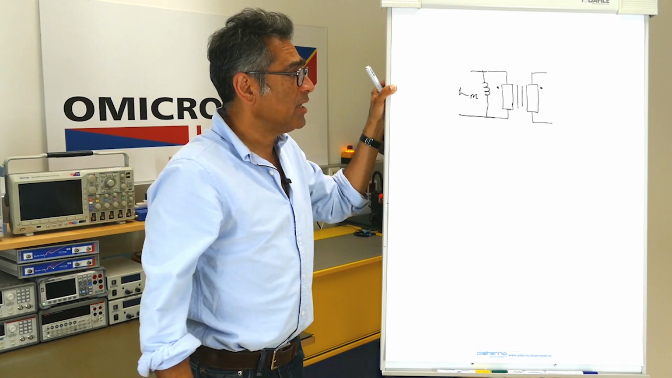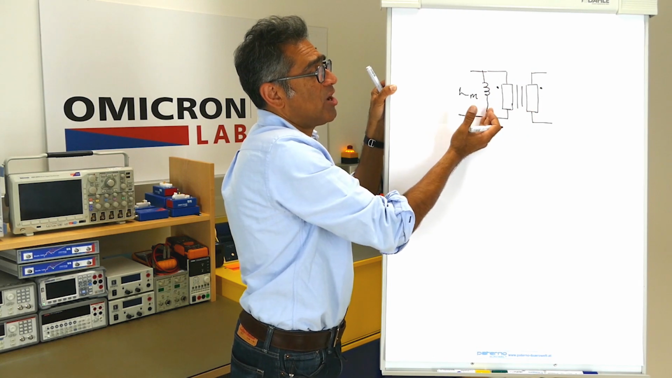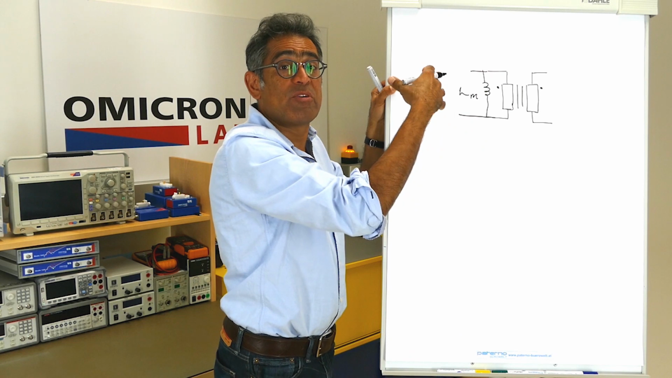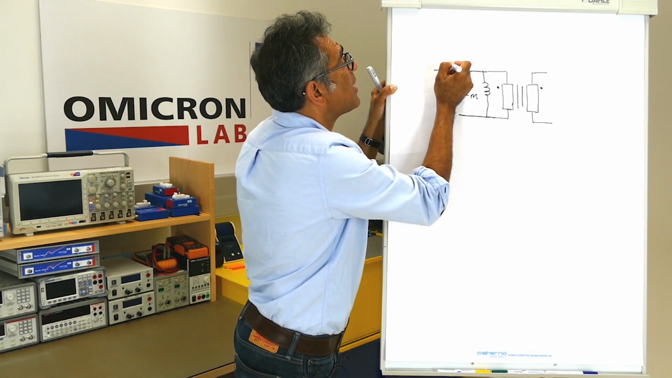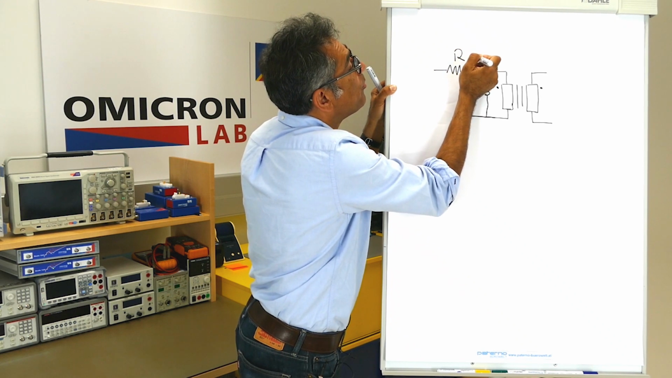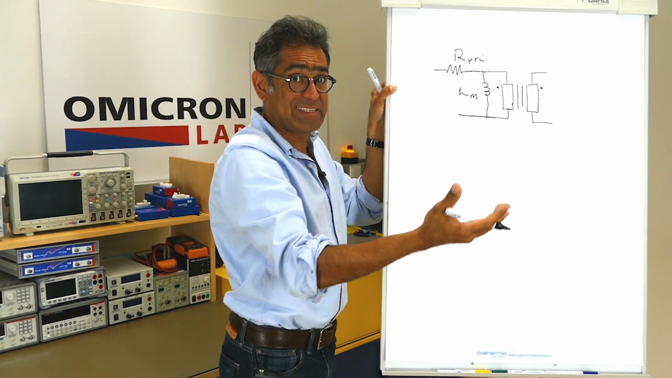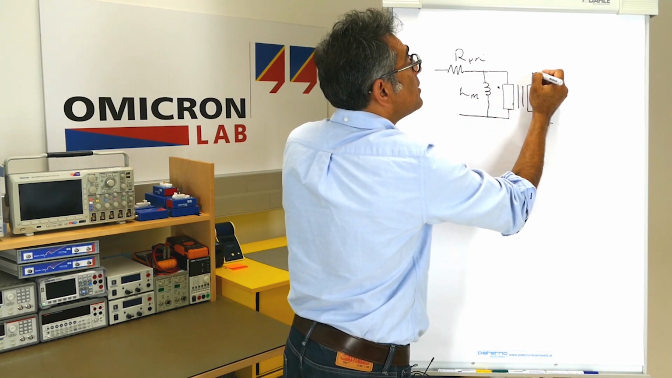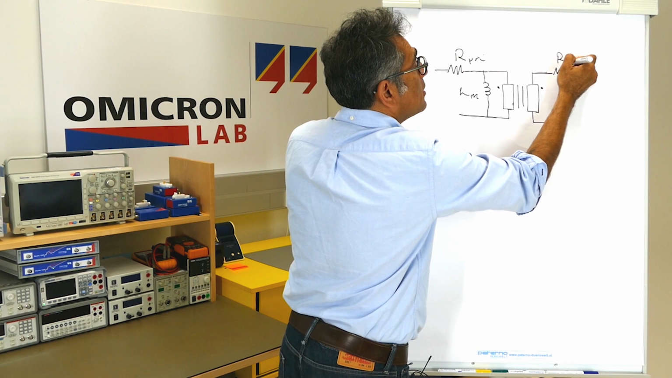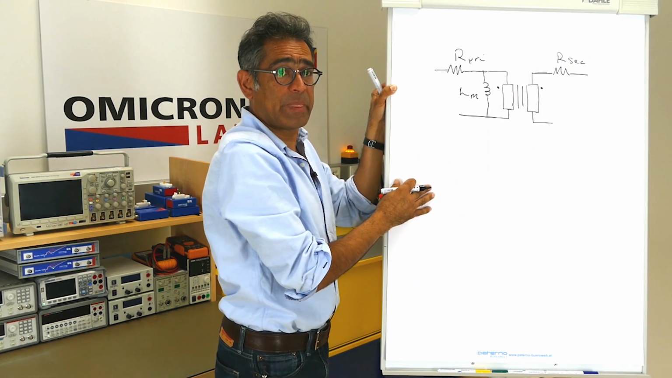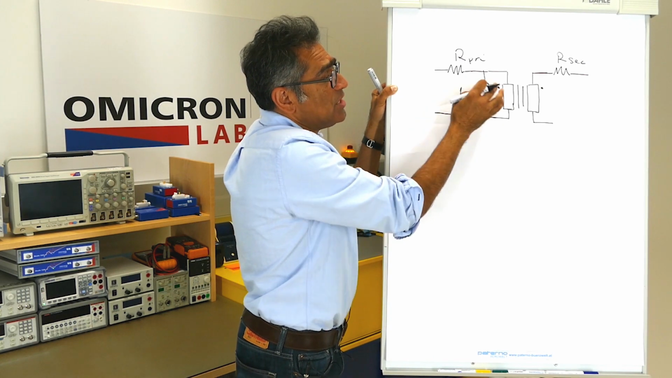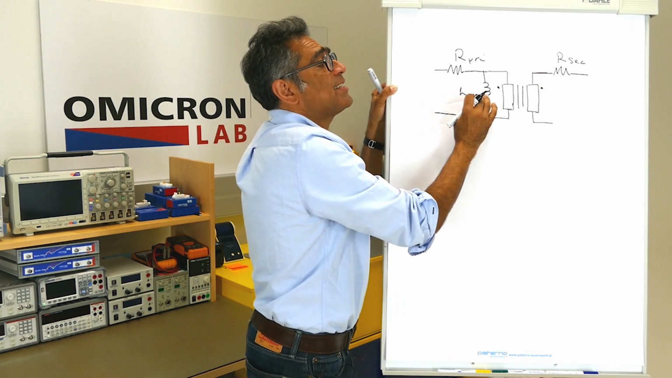Okay? Then, on my transformer, I've got a primary and I've got a secondary. This is a wire, and therefore there is some resistance. So the parasitic resistance of that I can call R primary. And of course, we have exactly the same on the other side. There is some resistance on the secondary. Let's call this R secondary.